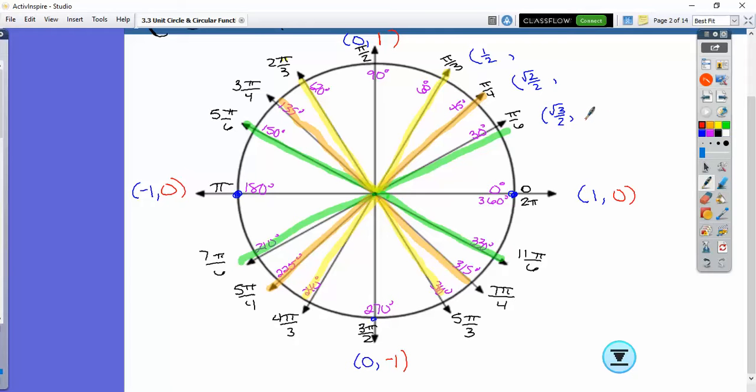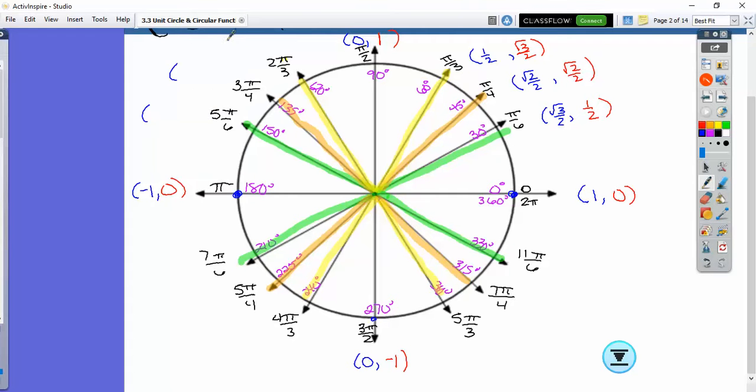If we did our sines, sine of 0 is 0. Sine of 30 is 1/2. Sine of 45 is radical 2 over 2. Sine of 60 is radical 3 over 2. Sine of 90 is radical 4 over 2, which is 1. Does everybody see how I got those ordered pairs? It's just like the hand trick. The x is your cosine, the y is your sine.